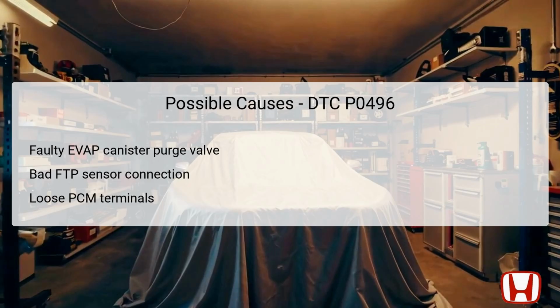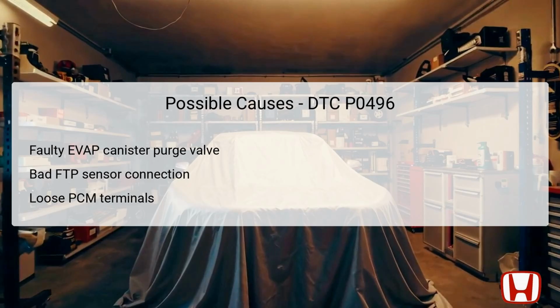P0496 code being triggered. One common reason is a faulty EVAP canister purge valve. This valve may not close properly, resulting in excessive flow to the engine. Another possible issue could be a bad connection at the FTP sensor, which may lead to incorrect pressure readings, thereby affecting the performance of the entire EVAP system.